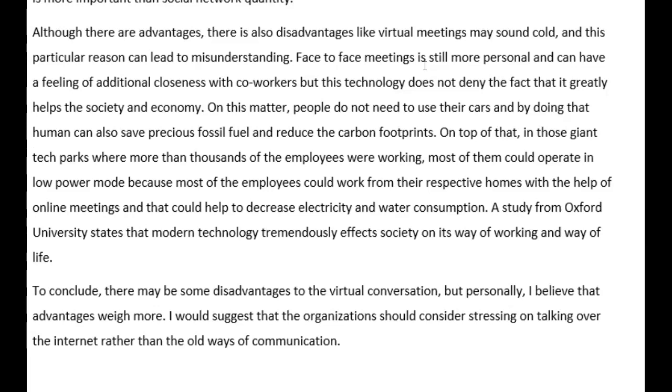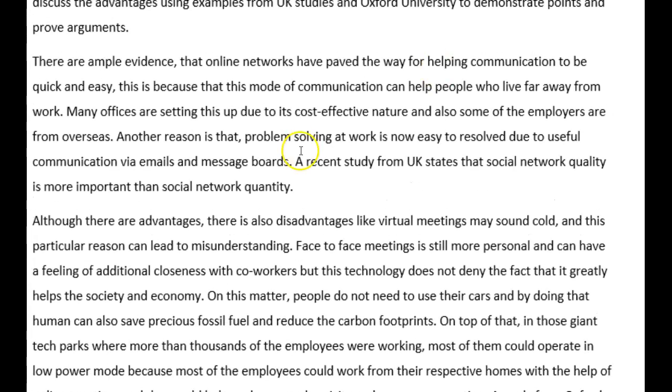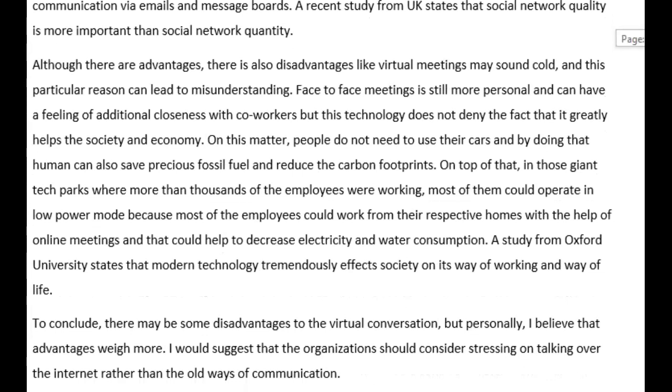All right, I don't really understand that. Let's see. On this matter, people do not need to use their... Okay, I've gotten kind of confused here because I'm not clear on what your central idea is. So this paragraph was talking about how cost effective and how convenient online meetings and communication at work are. So I am presuming that this paragraph is going to talk about the disadvantages of this. So let's see what you're saying again. Let me read it again.